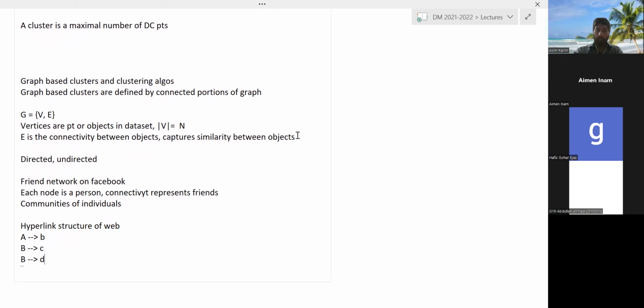So again, now we have a graph. Each node represents a page on the web, and the edge, which is now directed, represents whether from that page there is a link to the other page. So here again, of course, a link represents connectivity. No link means no connectivity. It means that, in other words, a link represents similarity. No link represents dissimilarity. So a binary kind of relationship.